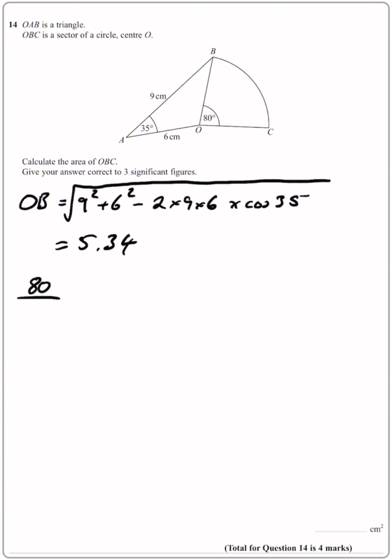Then to find the area of that sector, so theta 360ths of pi r squared, in this case 80 360ths times pi times my 5.34 all squared, try not to round it, and that comes out as 19.9 centimeters squared.